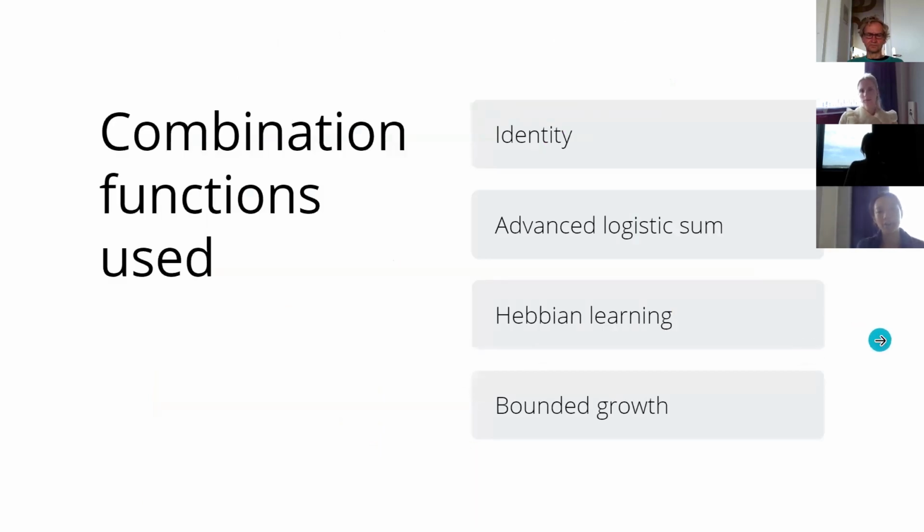We use four combination functions: the identity function, advanced logistic sum, Hebbian learning, and bounded growth. We use identity for those that take in one input, advanced logistic sum for all the ones that take multiple inputs, Hebbian learning for our W states that affect connection weights, and bounded growth. We use this one for the three bacteria, the lactobacillus, the bifidobacteria, and the bad bacteria, because we wanted to model how bacteria tend to grow in an environment.